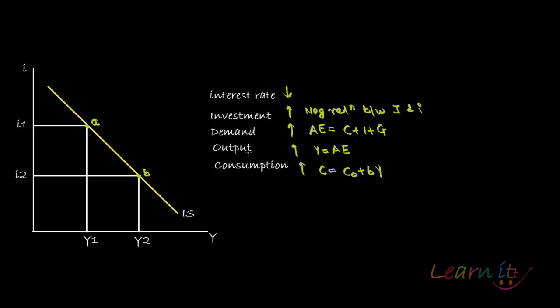So at point B, investment is higher as compared to point A. Demand is higher as compared to point A. Output is higher as compared to point A. And even consumption is higher as compared to point A. Note that movement from A to B is the movement along the demand curve. In case if you want to look at the shift in the demand curve, what you will do is that you will keep the interest rate constant and then you will see what are the factors which could shift the demand curve.